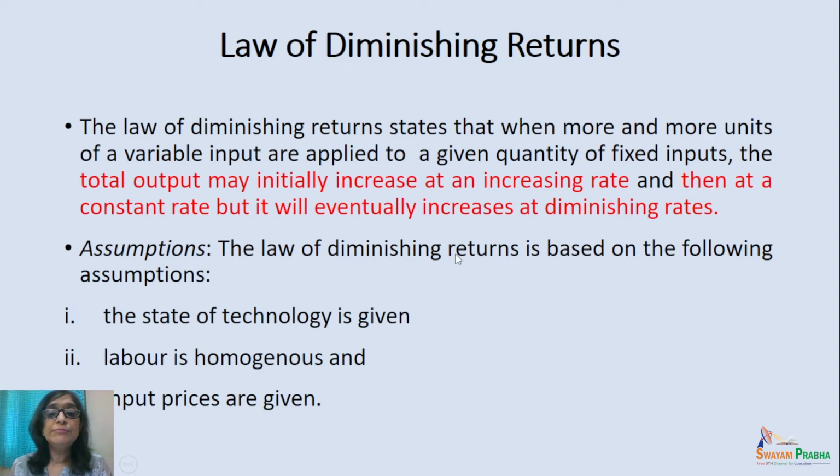Now, this law of diminishing returns is based on the following assumptions. First, that the state of technology is given. There is no change in technology. Labor is homogeneous. That is, every person has a similar type of skill and ability. And then input prices are also given to you. Price of labor and price of capital is given to you.